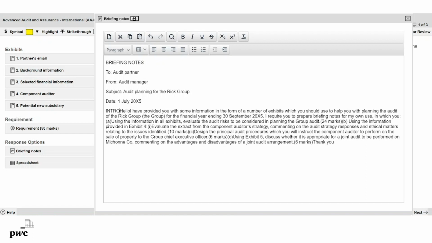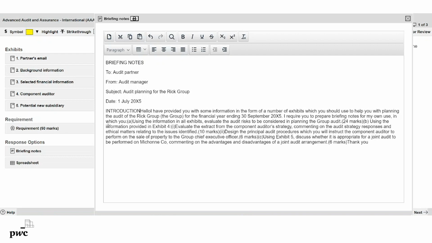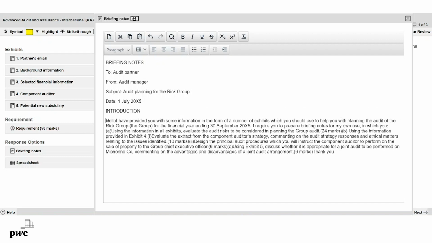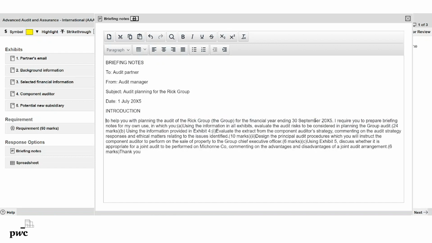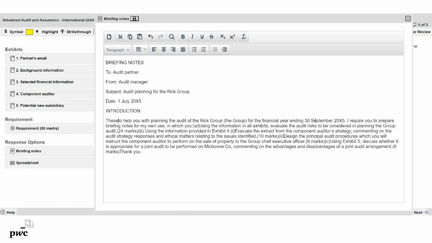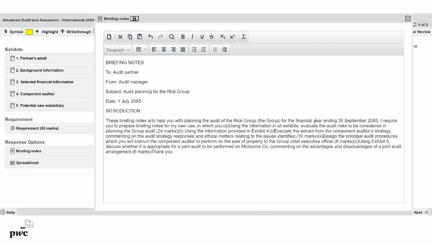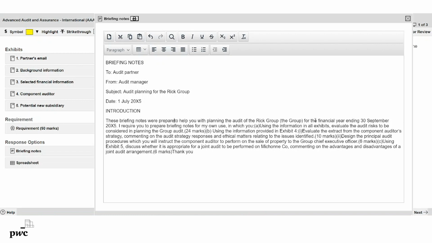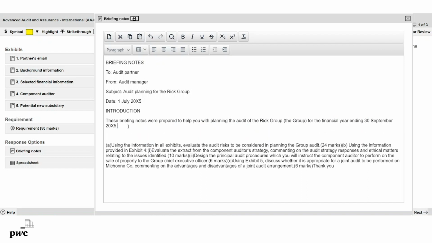Second mark, introduction. Introductory paragraph. Again, I will use the text which is available here for me. So these briefing notes are or were prepared to help you with the planning, blah, blah, blah, blah, blah. I may delete this. They summarize, and I will just rewrite what is in here.